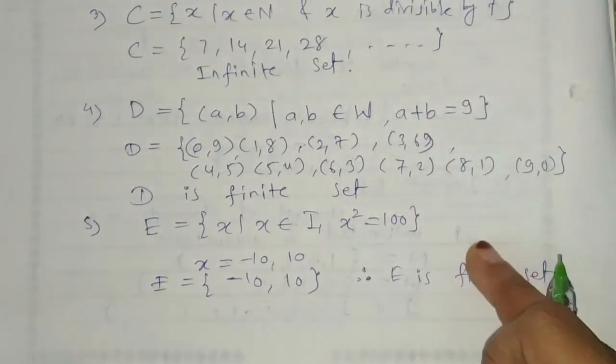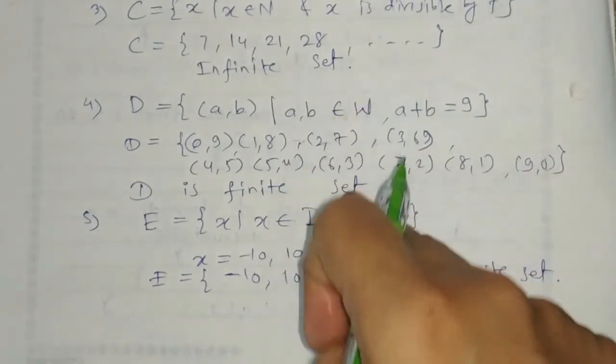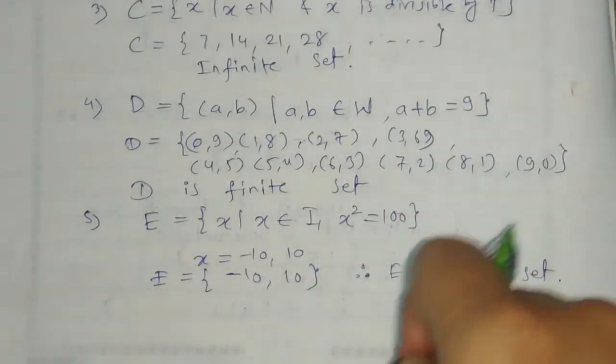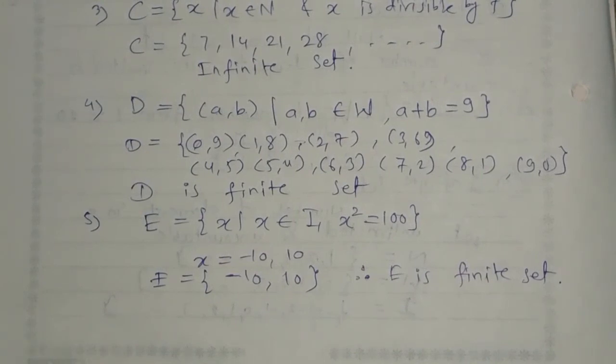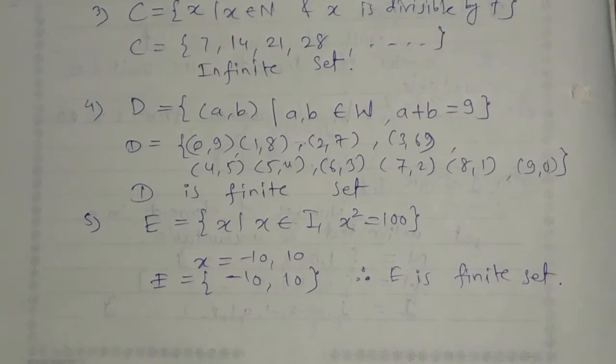So in this way you can classify a set as finite or infinite depending upon the number of elements present in it. If the elements present in a set are finite and countable, you call it a finite set. And if the number of elements is not countable, or you can say unlimited, then you call it an infinite set.